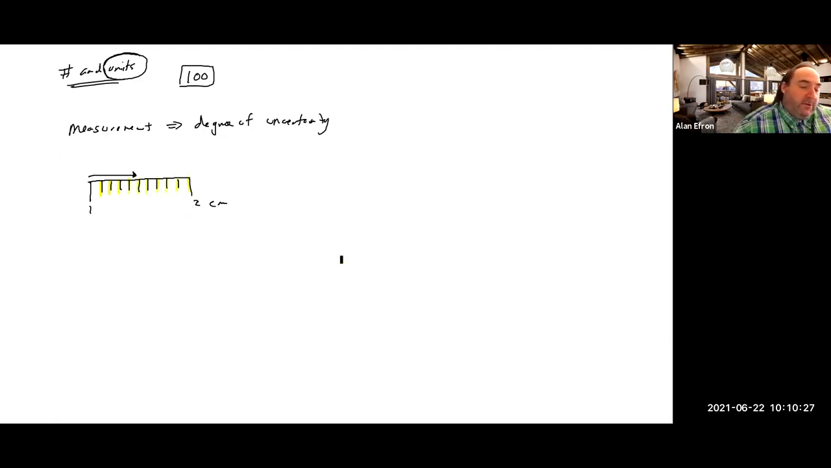1, 2, 3, 4, 5, 6, 7, 8, 9, and 10. So there really are 10 markings between 1 and 2. That means each of the little markings here means 0.1 centimeters, as this first marking would be 1.1, 1.2, 1.3, 1.4, 1.5, 1.6, 1.7, 1.8, 1.9, and then 2 as we go there.